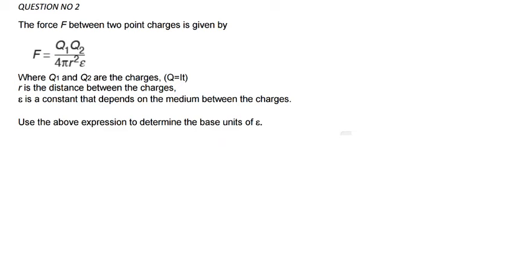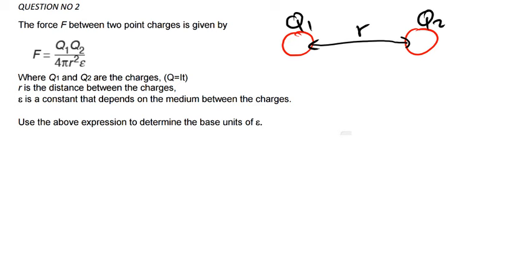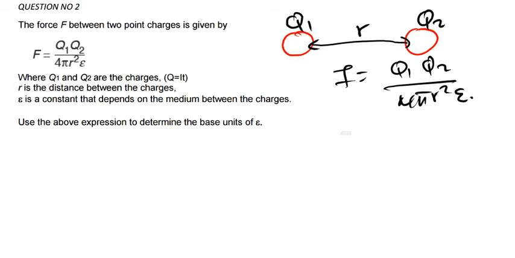Then the second question says the force F between two point charges is given by F equals q1 times q2 divided by 4 pi r squared times epsilon naught, where q1 and q2 are the charges and r is the distance between the charges. Once you start doing electric charges, you will use this. Maybe this is q1, this is q2, and the distance between these two is what we call r. So the force is equal to charge 1 times charge 2, divided by 4 pi r squared times epsilon naught, the absolute permittivity.